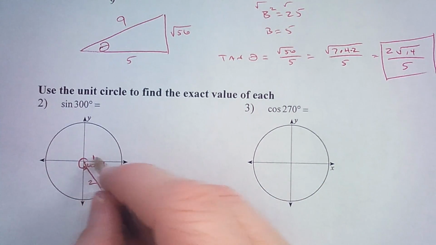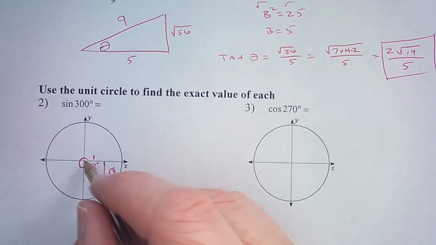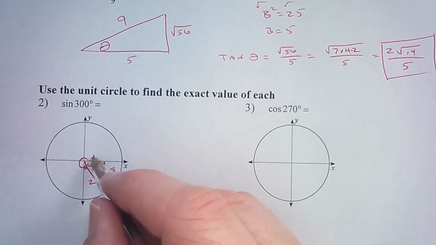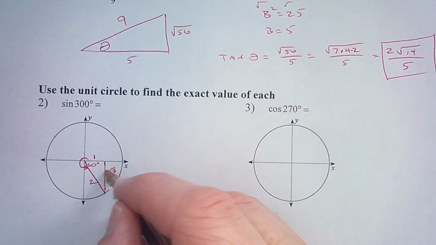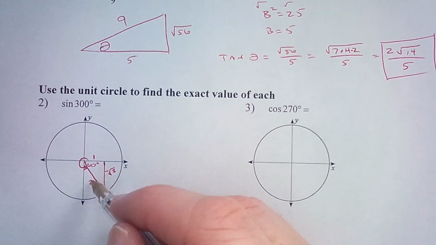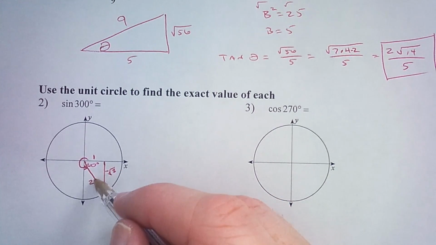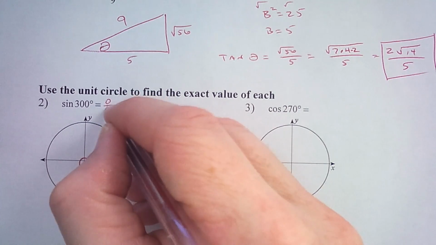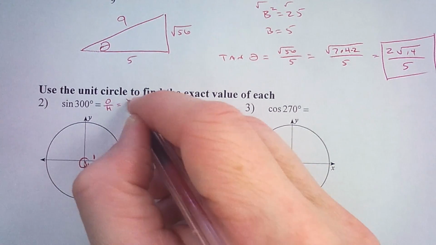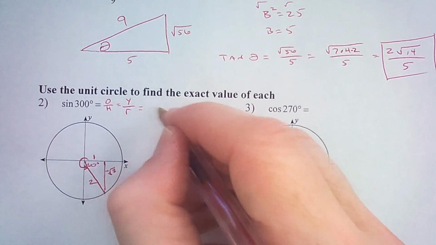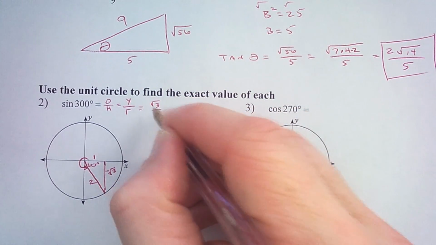Okay, now the legs can be positive or negative. The hypotenuse or the radius is always positive. Right is positive, down is negative, so it's actually negative square root of 3. So sine is opposite over hypotenuse, or y over r. Okay, and I'm going to make note of that. Sine is opposite over hypotenuse. Opposite always comes from the y value. Hypotenuse is the radius. That is negative square root of 3 over 2.